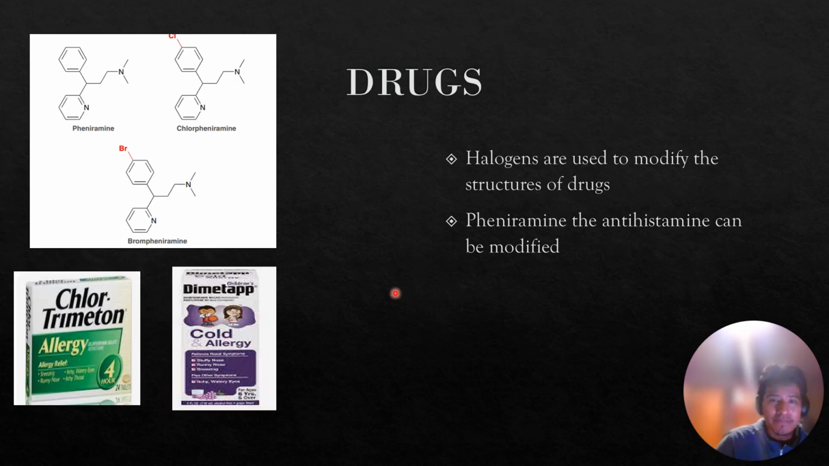In the case for pheneramin, probably pronouncing that incorrectly, but pheneramin is an antihistamine which can be halogenated just like many other drugs. We halogenate drugs in order to produce new drugs or just enhance maybe the properties of the drugs we're working on. In the case for pheneramin, it is commonly used for allergies and even colds.